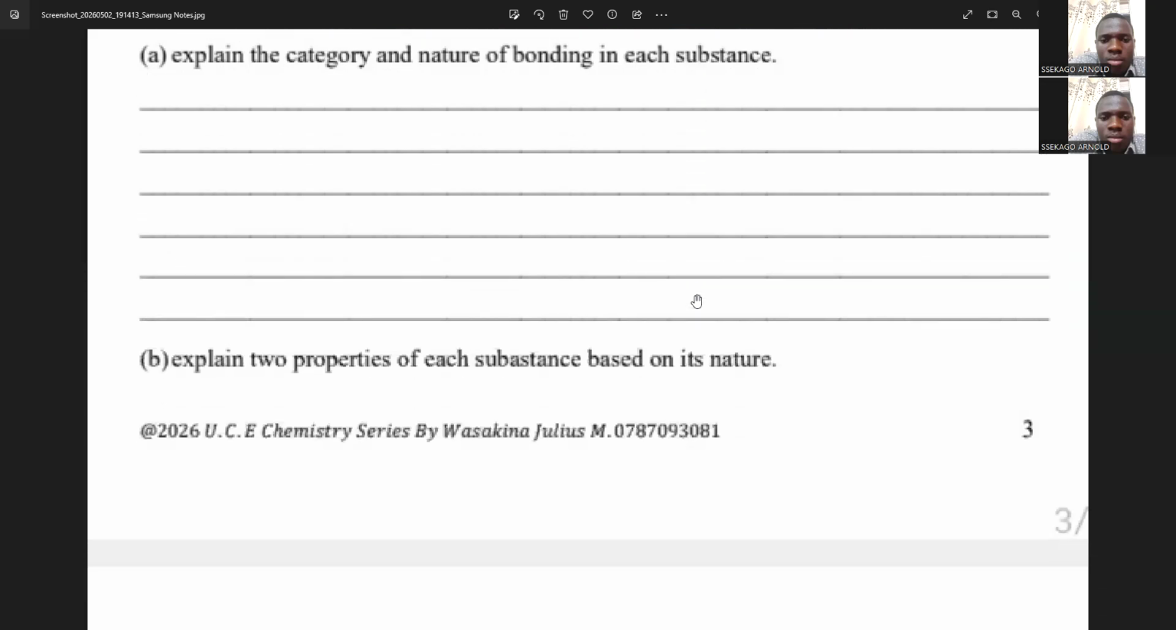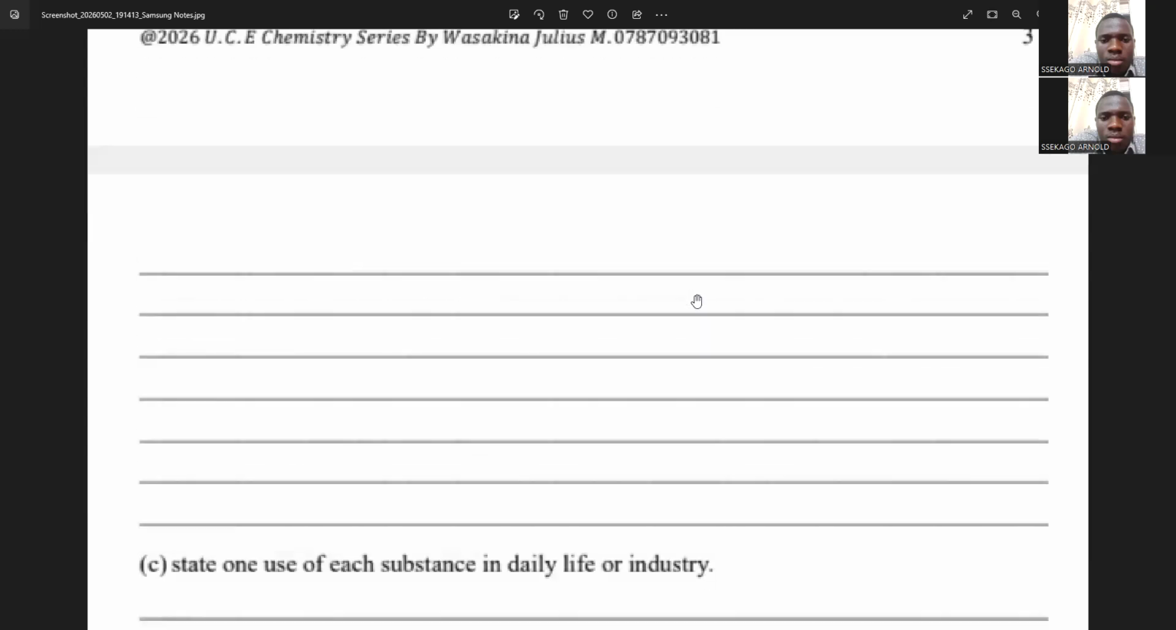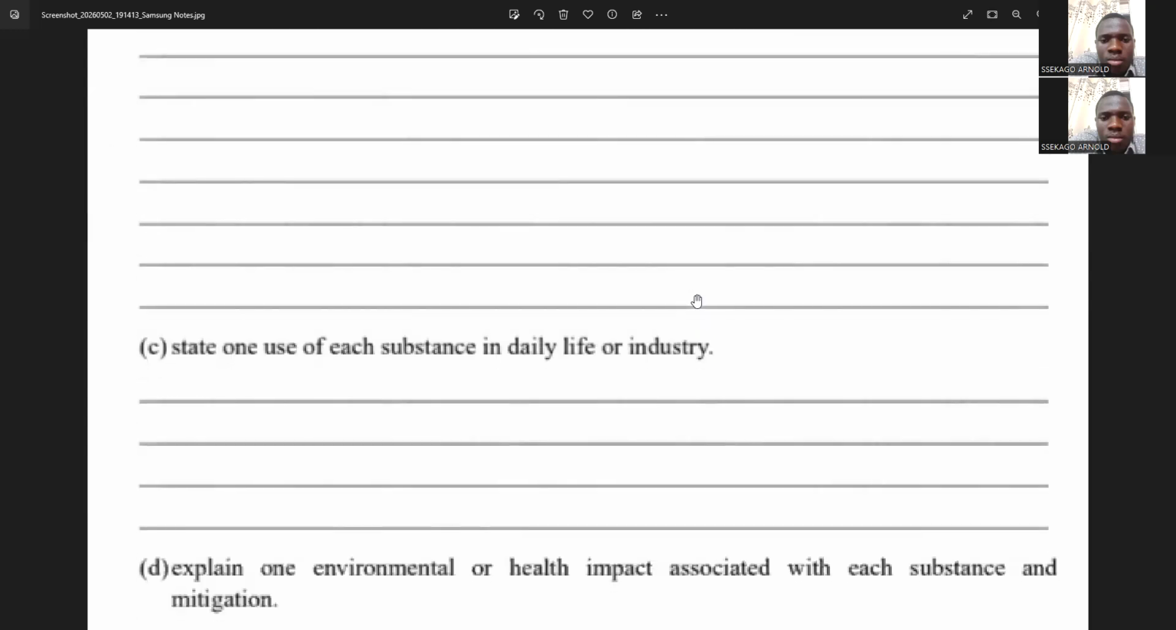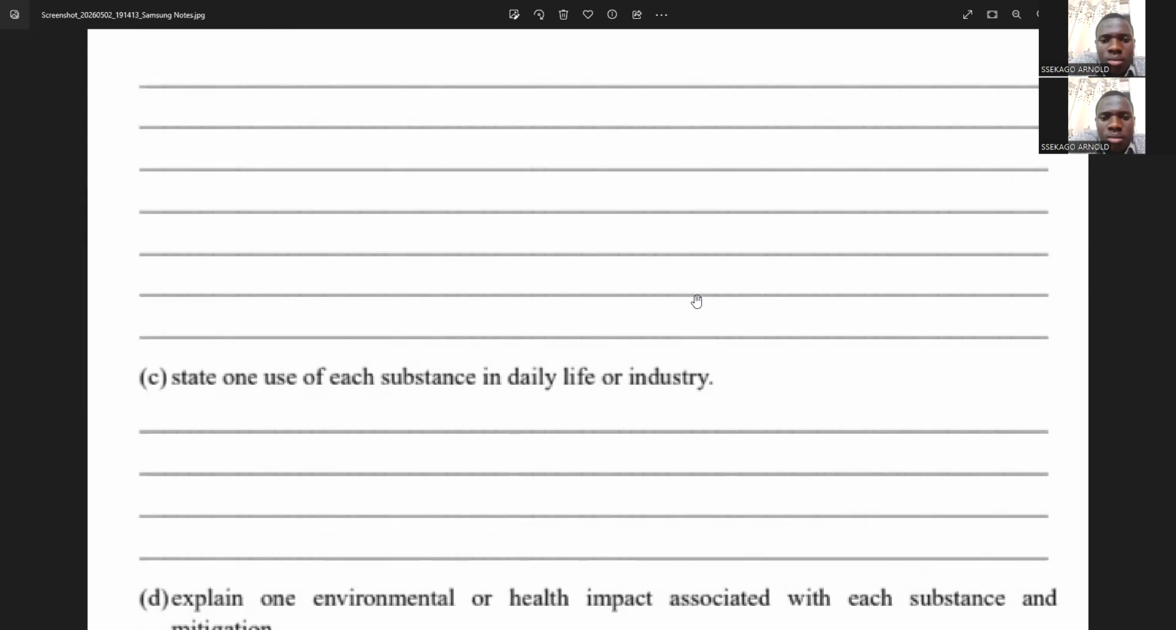Then part B, explain 2 properties of each substance based on its nature, and also state 1 use of each substance. Explain 1 environmental or health impact associated with each substance.